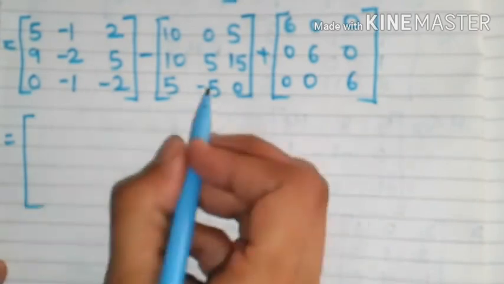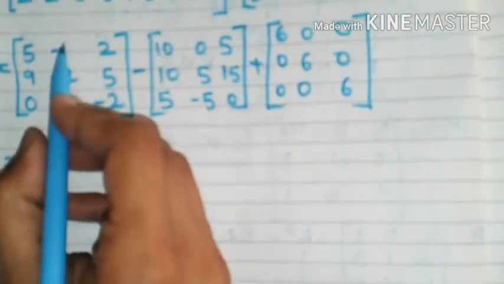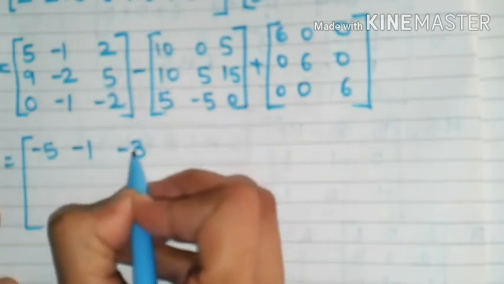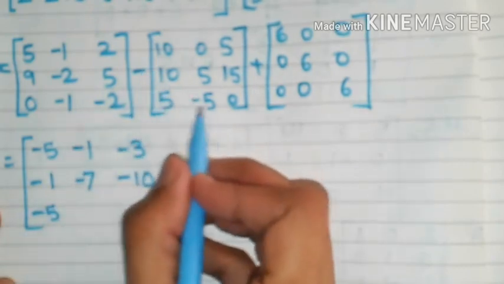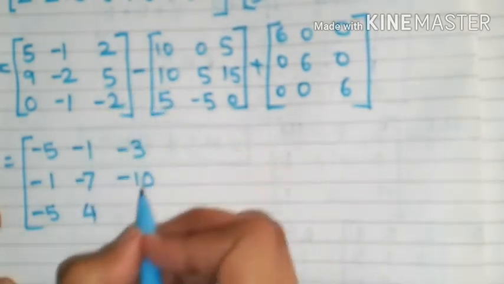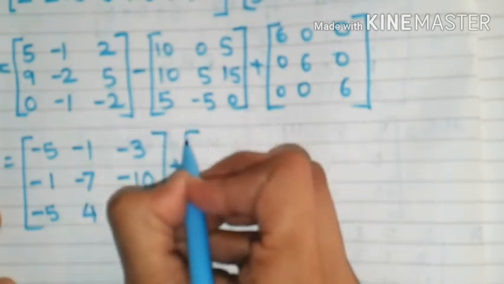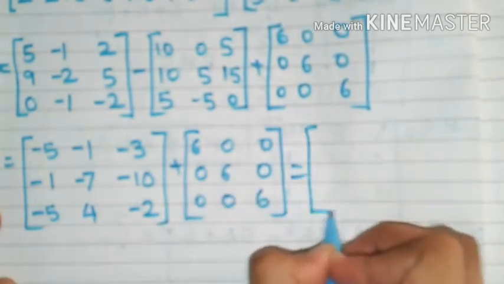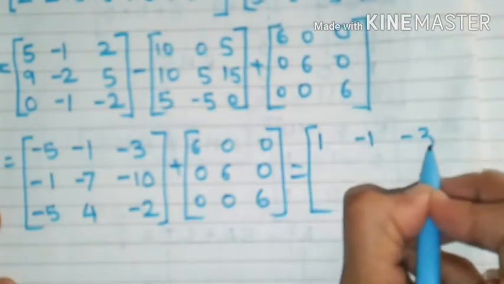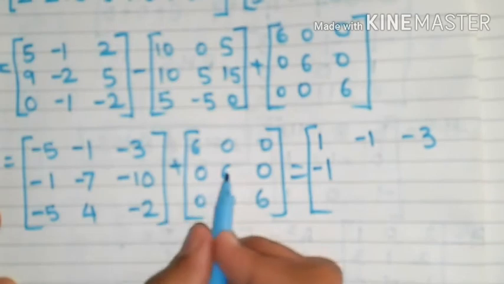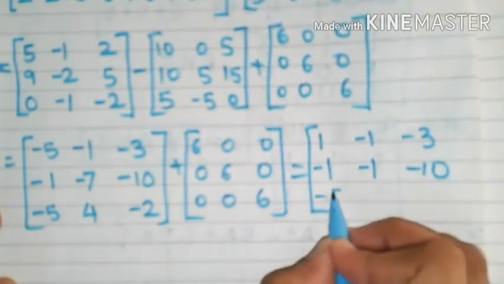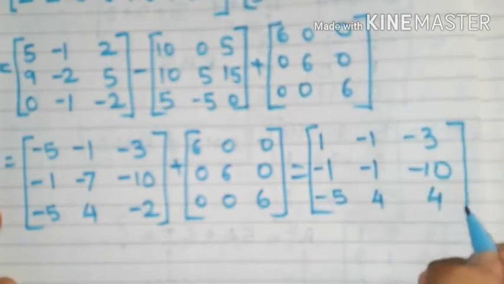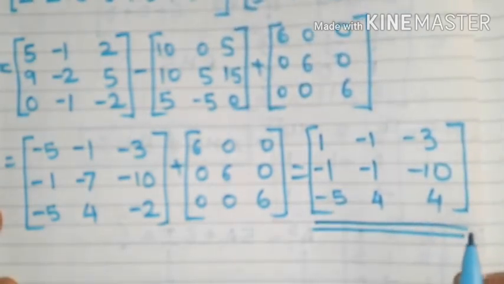Now friends, let's subtract the first two matrices. So 5 minus 10, which is minus 5, minus 1, 2 minus 5 is minus 3. Now let's come to the second row. You'll get minus 1, minus 7 and minus 10. The third row will be minus 5, minus 1, plus 5. So you'll get 4. Minus 2, minus 0 will get minus 2. Plus, let's write this as it is. Now let's add these two matrices. So you'll get 1, minus 1, minus 3. Minus 1 plus 0, minus 1, minus 7 plus 6, minus 1, minus 10. This is minus 5, 4 and 4. So this is the answer of the entire expression.